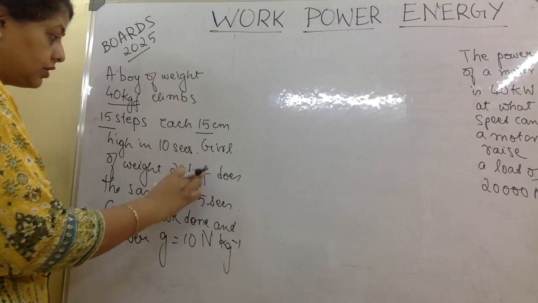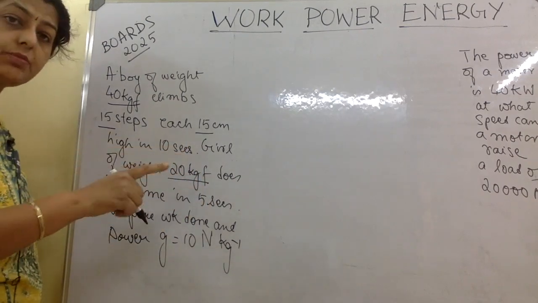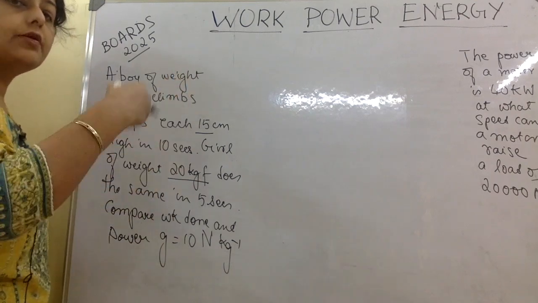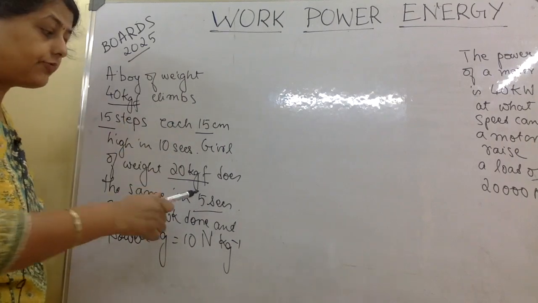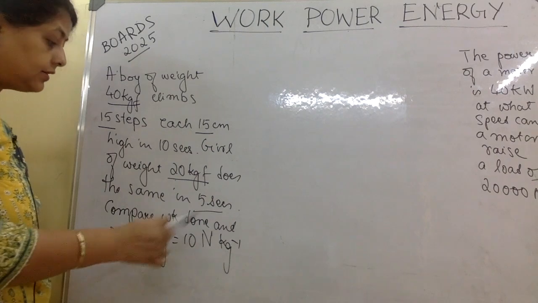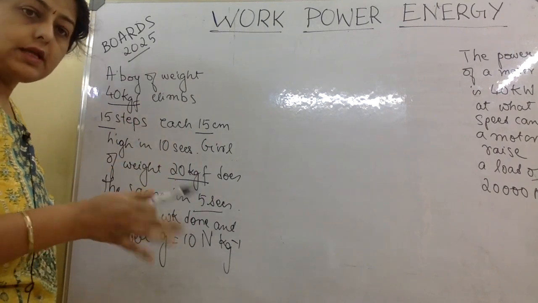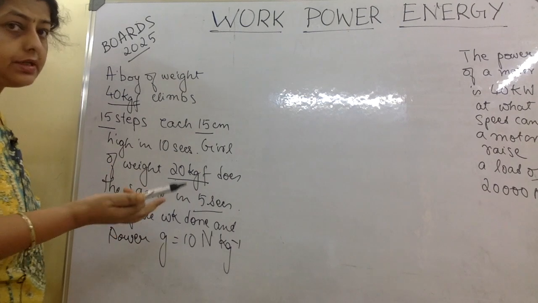And a girl of weight 20 kg, again the weight of the girl is given, does the same work. That means she also climbs 15 steps, but this time the girl takes less time, 5 seconds. The girl's weight was also less. Compare their work done and the power of both the girl and the boy. Comparing means you have to find the ratio.